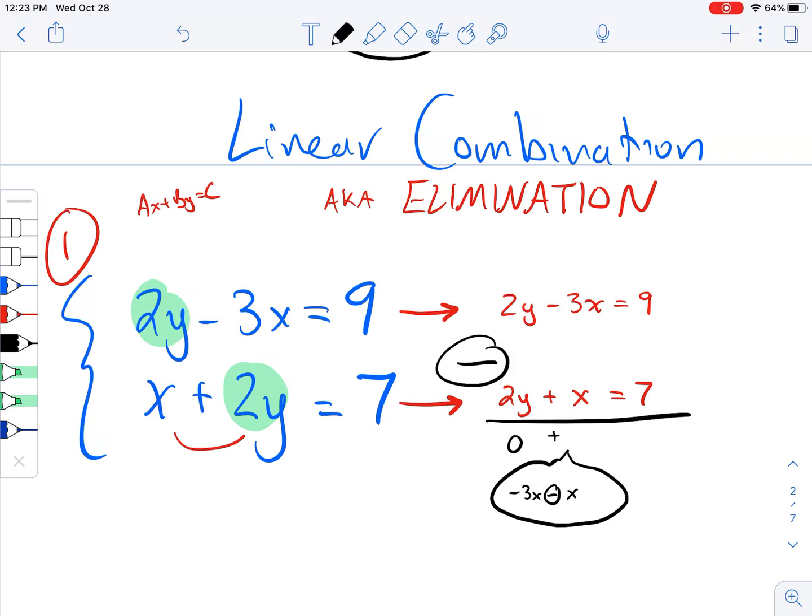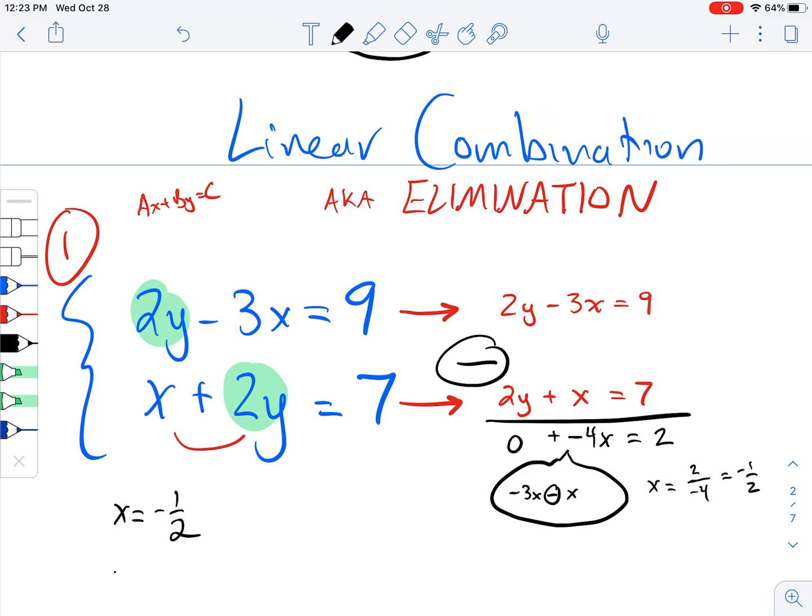So negative 3x minus x is going to give me a negative 4x. The 9 minus 7 will give me a 2. So x is going to be equal to 2 over a negative 4, or a negative 1/2. So I have x equals negative 1/2.